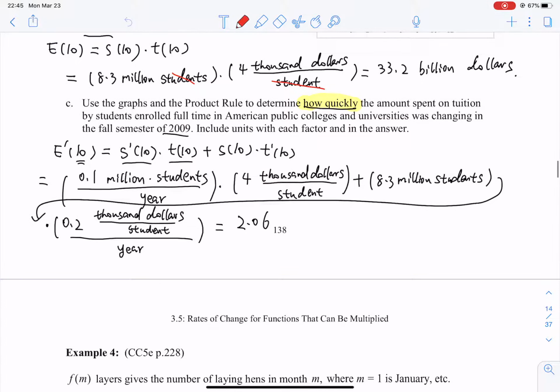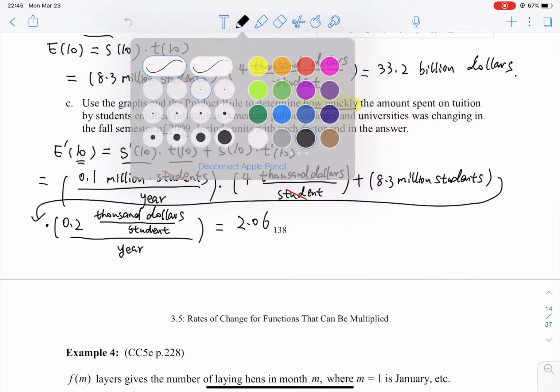So the first one is million students. The common term, students, cancelled. So the only thing left is the denominator, million multiplied by $1,000. So the denominator is just $1 billion per. In the denominator we have year, so it's just $1 billion per year.